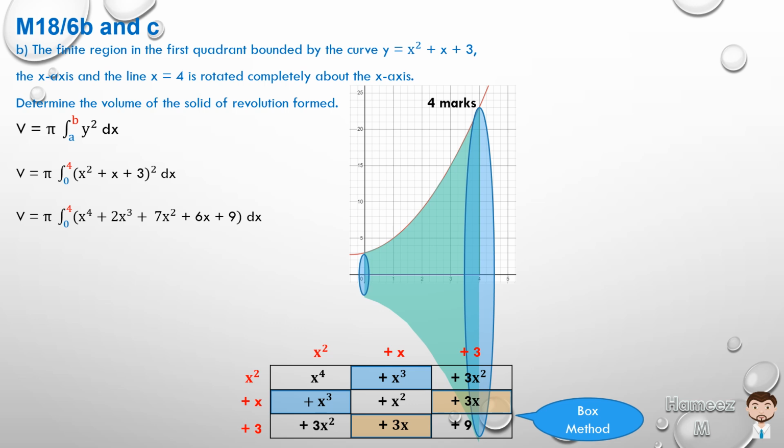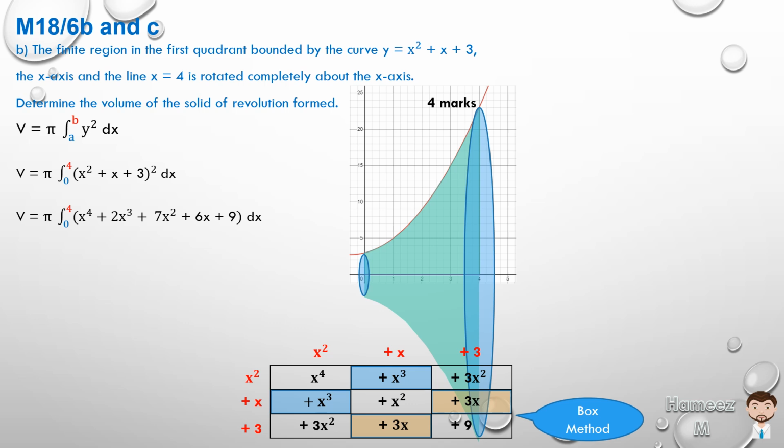And if we're adding it, we have x to the 4th. And the two rectangles in blue will be the x cubed. So that'll give us plus 2x cubed. And then the major diagonal will be plus 3x squared plus x squared plus 3x squared, which is plus 7x squared. The rectangles we have in brown will be plus 3x, so it's plus 6x plus 9.